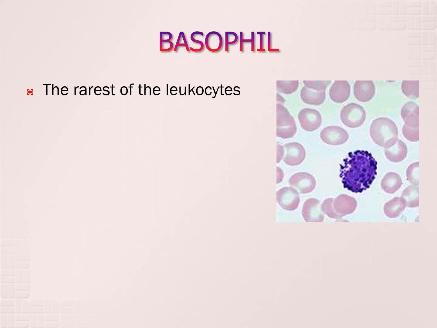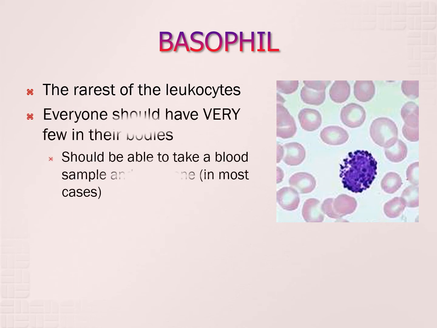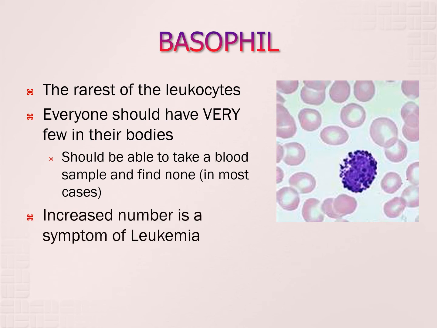So at some point in time, these white blood cells did something. And through evolution, maybe we've gotten rid of that bacteria or that virus, but our body wants to keep it around just in case that bad guy shows up again. Everybody should have very, very few of these in their bodies. You should be able to take a blood sample and never find any of these. But if a person is sick and a doctor begins to take blood samples and these begin to show up, that is a sign, and the doctor will actually begin to test this person for leukemia, which is what we're going to talk about on the next slide.